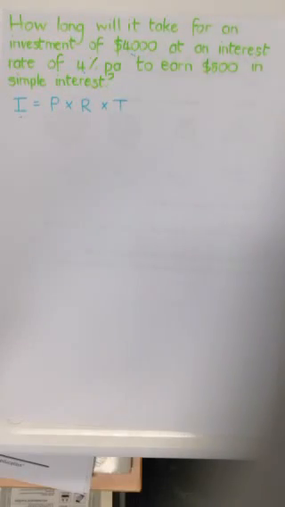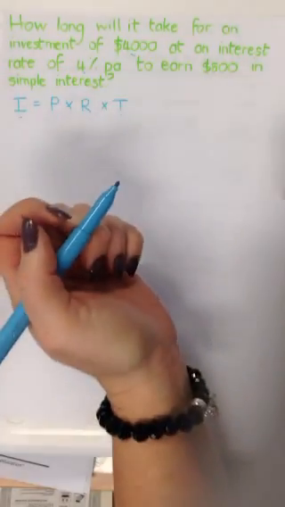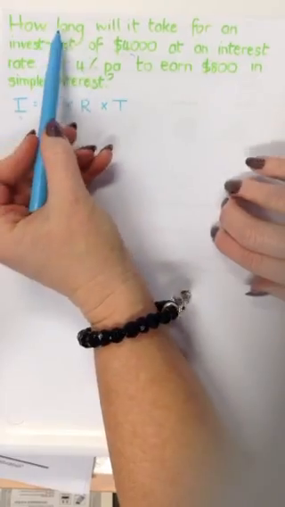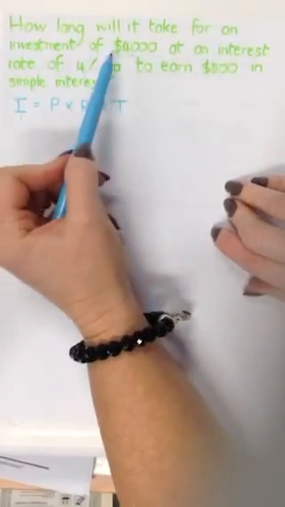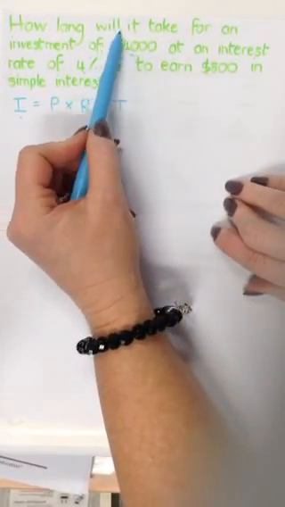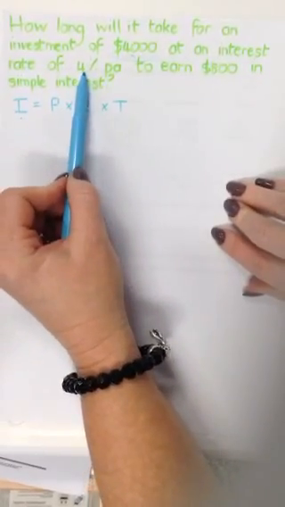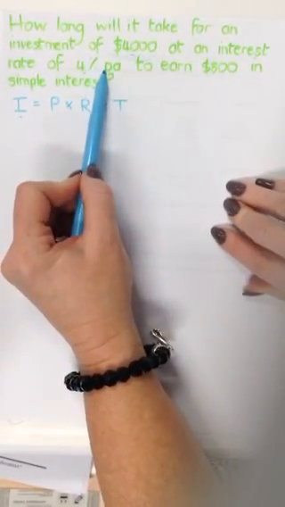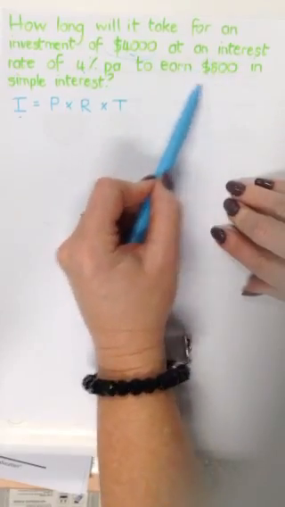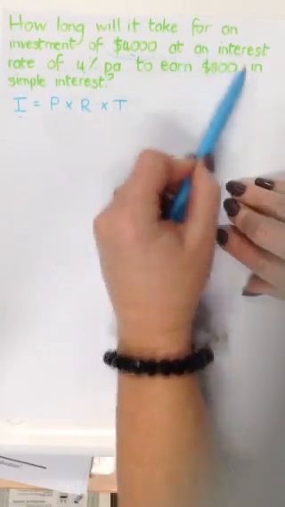All right, here we're looking at a slightly different question. They're actually calculating time. They say to us, how long will it take for an investment of $4,000, so that's what our investment is, at an interest rate of 4% per annum, which is per year, to earn $800 in simple interest. So they're actually giving us the interest.